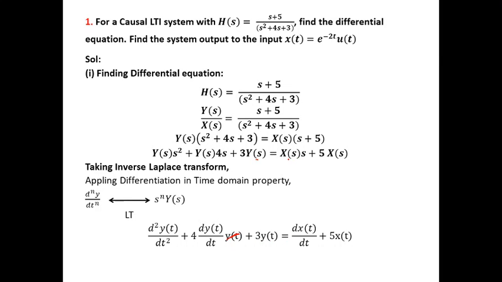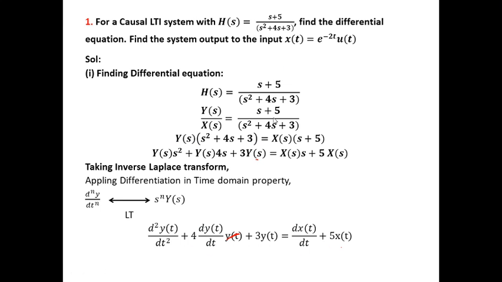s into x of s. The same differentiation in time property, s has the power of 1. So instead of y, here we are having x of s. So it will be dx of t divided by dt plus 5 x of s, inverse will be 5 x of t. So we have found out the differential equation for this particular system.